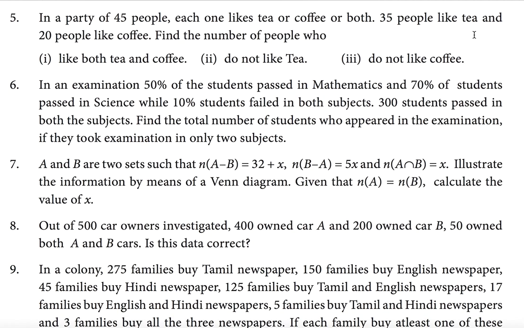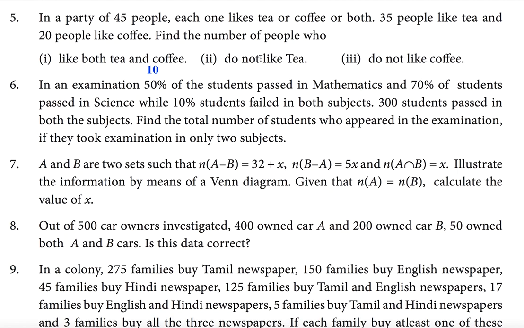Okay, 35 people like tea and 20 people like coffee. So this is altogether 55. 55 minus 45 is how much? 55 minus 45 is 10. That is the intersection. That means 10 like both tea and coffee. Okay, you don't really require a Venn diagram, but whenever you get a doubt, you can always make use of a Venn diagram to solve this kind of problem.